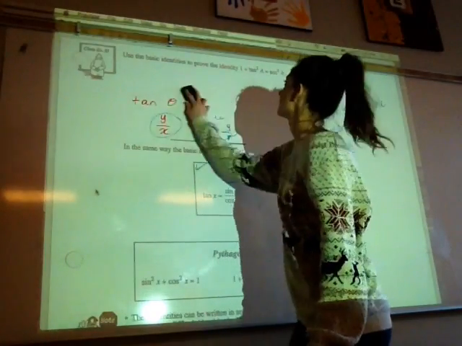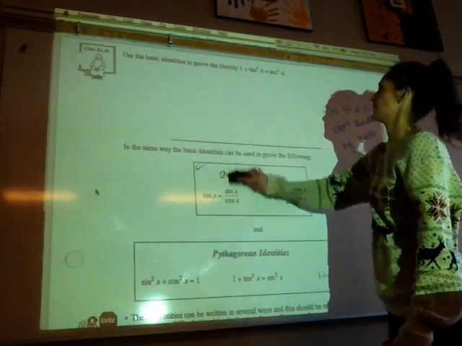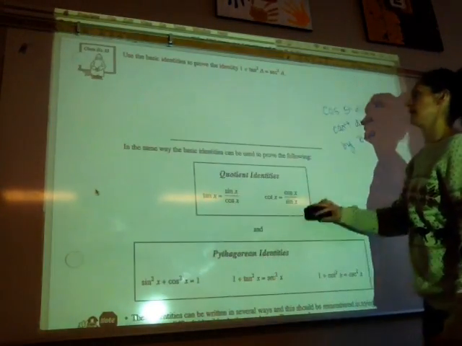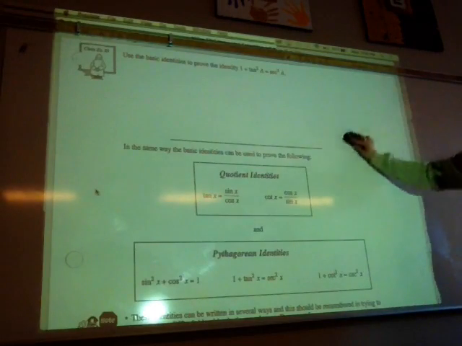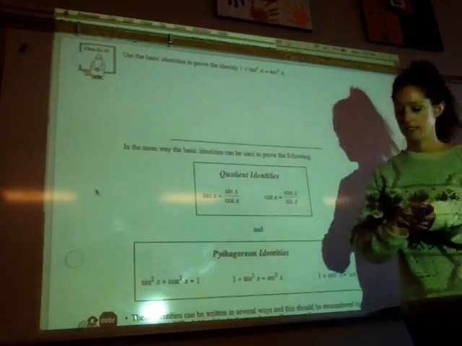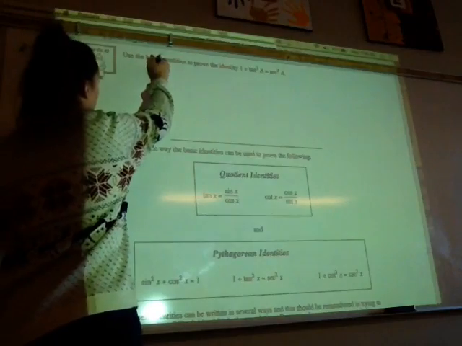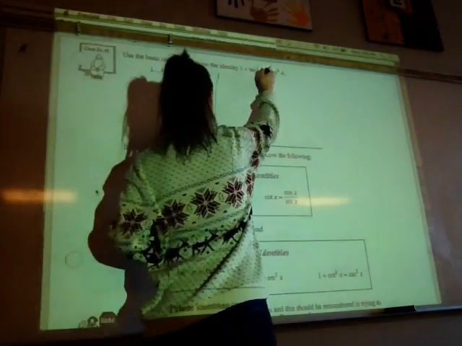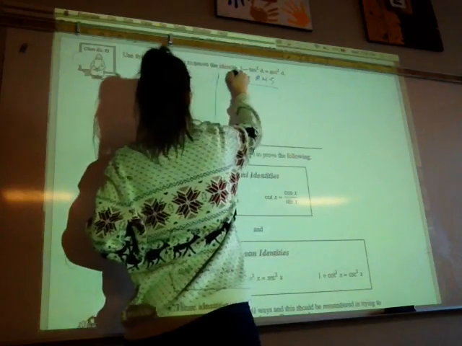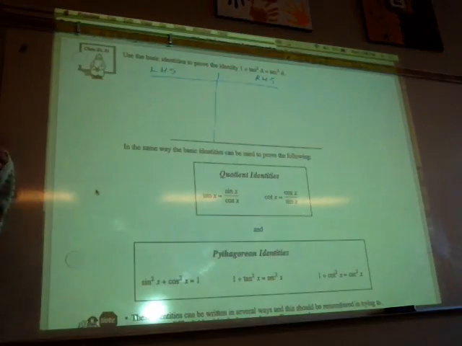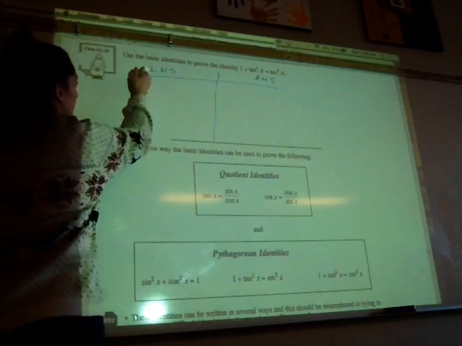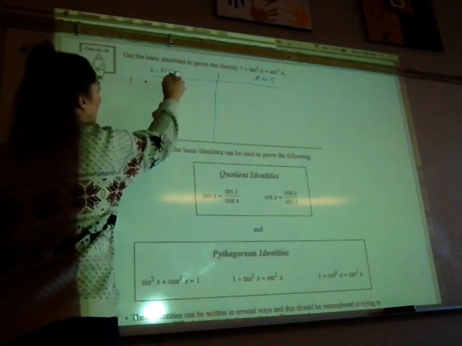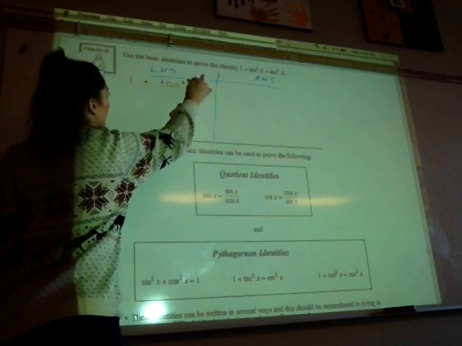Now we need to prove that 1 plus tan a squared is equal to secant a squared. And again, we're going to use the basic identities. So first we're going to set it up: left-hand side, put a divider, and then right-hand side. So we're creating a T-chart. Let's start with the left-hand side. 1 plus tan a squared.